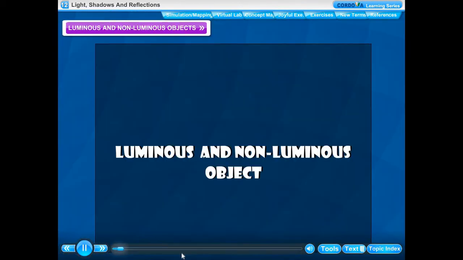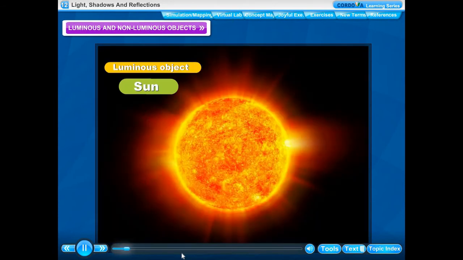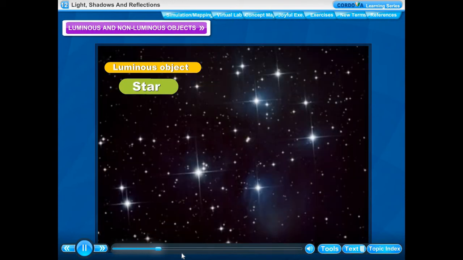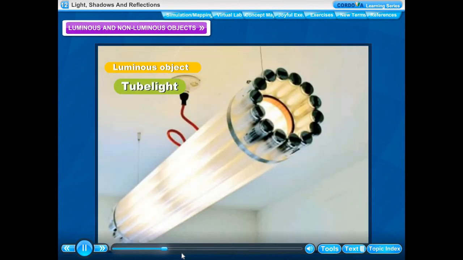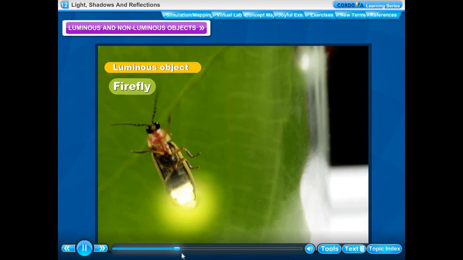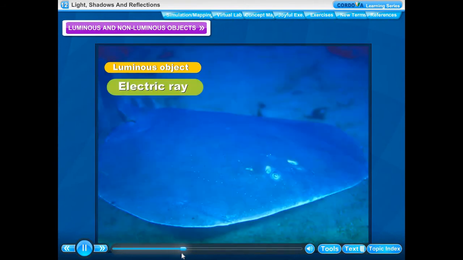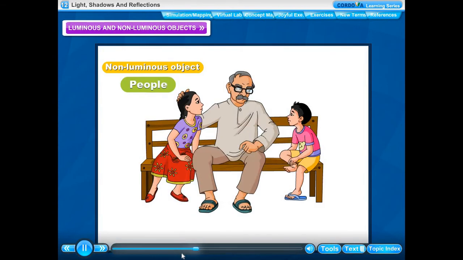Luminous and non-luminous objects. An object that gives out its own light is called a luminous object. The source of light, like the sun, the stars, the burning candle, a glowing tube light, a lighted electric bulb, a firefly, an electric ray, all are luminous objects. An object that does not emit light is called a non-luminous object. People, animals, birds, plants, chairs and tables are all non-luminous objects.